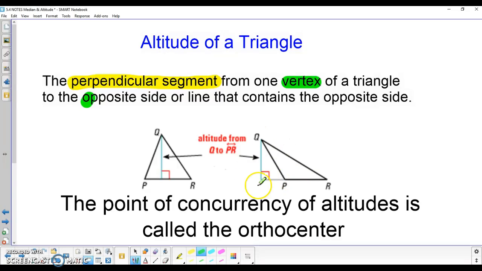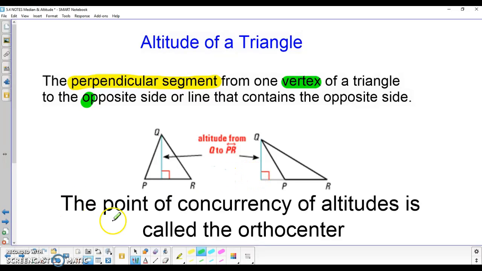Moving over to this one, we'll look at one of these as well. Notice how this altitude does not go inside of the triangle. So in order for it to meet the requirement, this segment actually connects outside of the triangle. So this blue segment is going through Q, and even though it's not touching PR, it is perpendicular to PR.